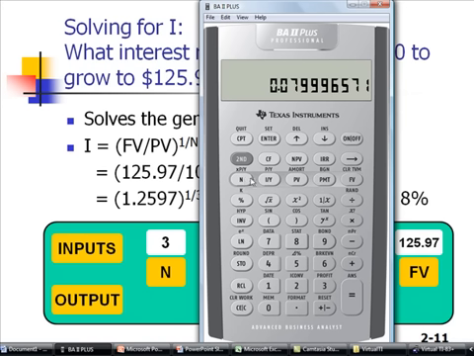And so that's what I recommend. Before you start any problem like this, get in the habit of clearing out these 5 registers. So we'll press the second key and then clear time value of money over here on the far right.